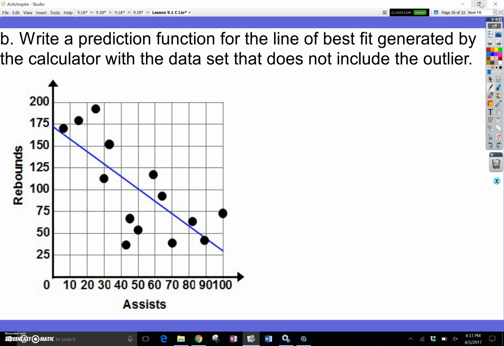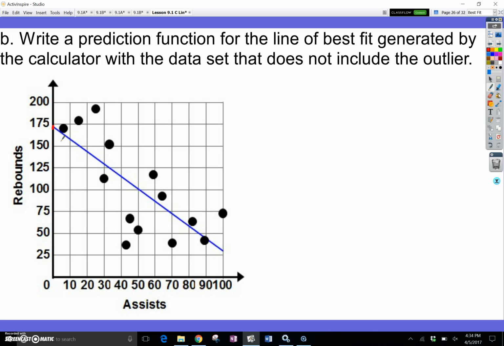Okay, so it says write a prediction line for the line of best fit generated by the calculator with the data set that does not include the outlier. So we're looking at this data now. There is no outlier, and I want us to determine what the equation of that line is. So let's go ahead and draw a best fit line, which is already there. And we want to start with this value, because that's my B value, and I want to see what that value is. And then I want to see if my slope is going down.